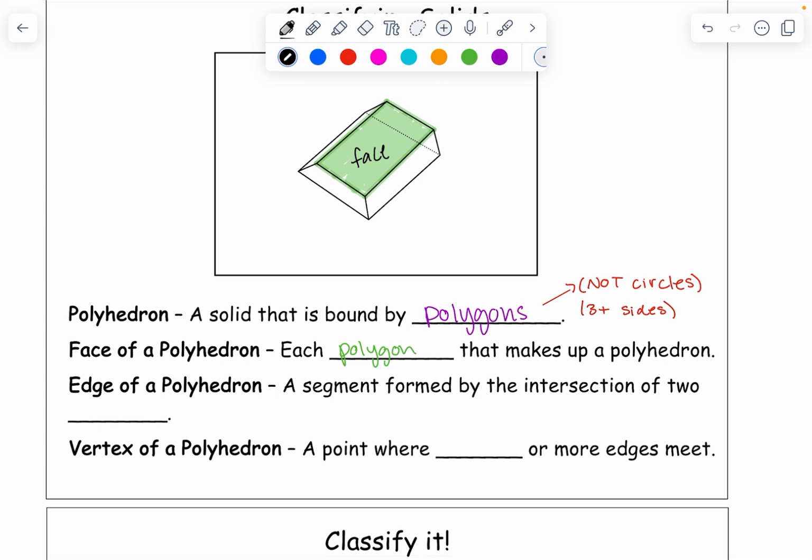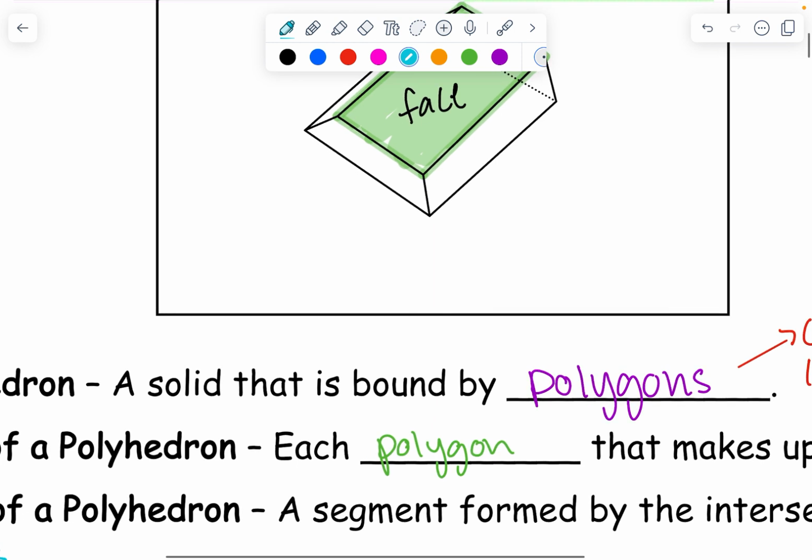Okay, an edge of a polygon is a segment formed by the intersection of two faces. So it's where two meet. So where two meet are going to be on any edge. So any straight line that you see, the outline of your 3D shape, that is your edge.